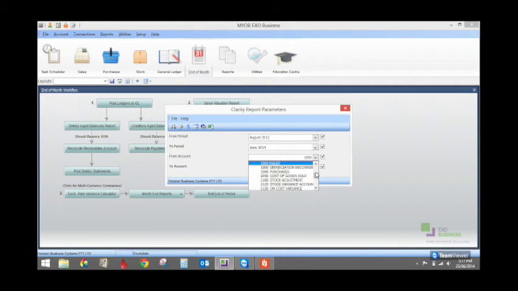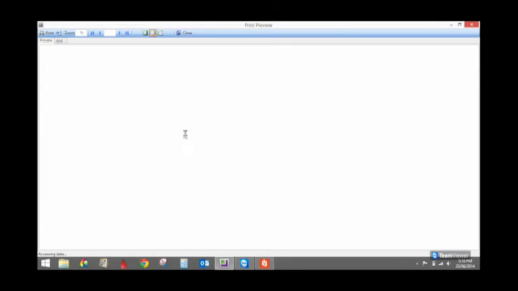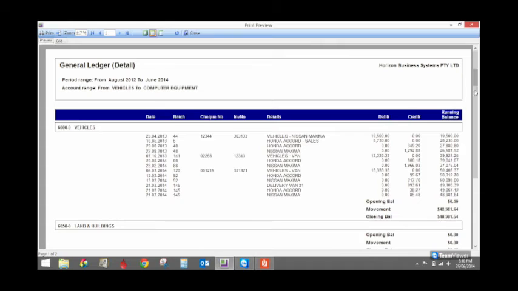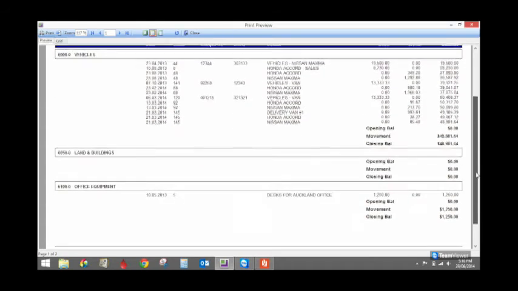Now again, ignoring the dates on these reports, but when you provide yours to your accountant, you'll run them from July through to June 2014. I'm just doing them on this date just for the purposes of having some data in there. Hopefully it doesn't take too long. But I want to highlight certain things to you within here.